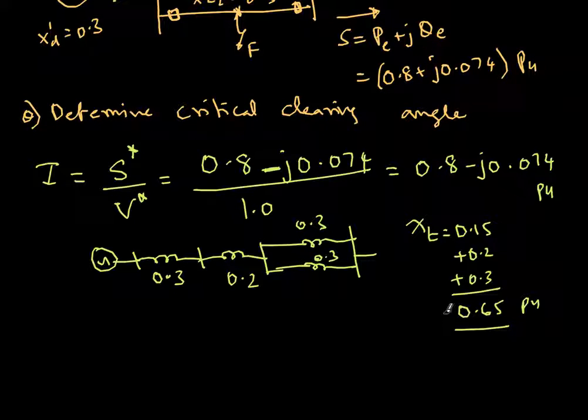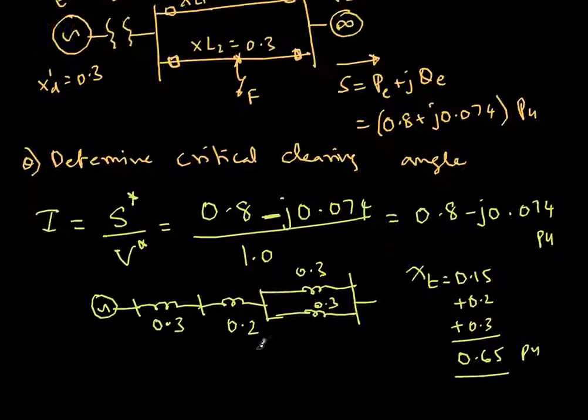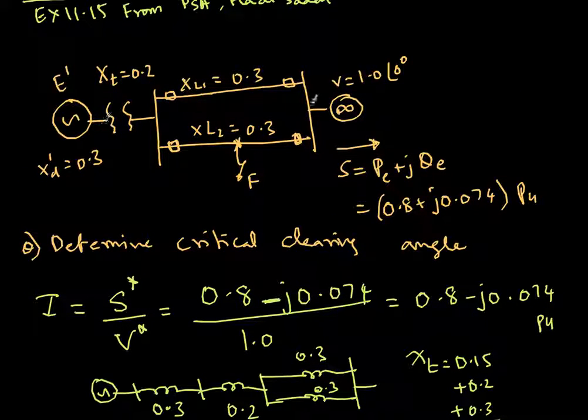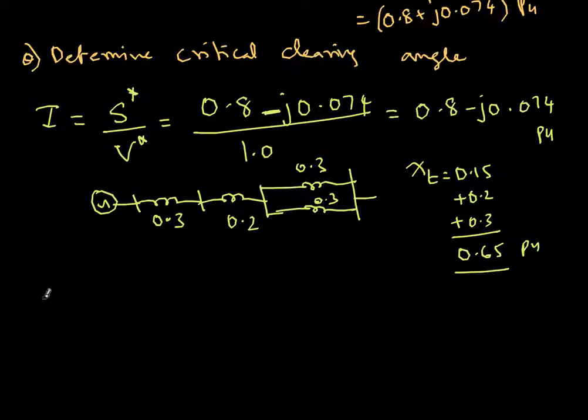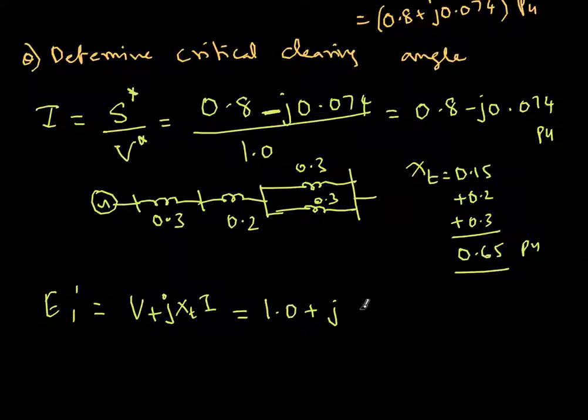So now I have the total reactance. I know the total current and total reactance, so from that I can find out what is E dash. E dash is nothing but the receiving end voltage plus the drop. So that is j times X total times I. So what is this? I know the voltage is 1, and then the X is j0.65, and then the current is this one, 0.8 minus j0.074. So once I do this calculation, I will get the value of E1.